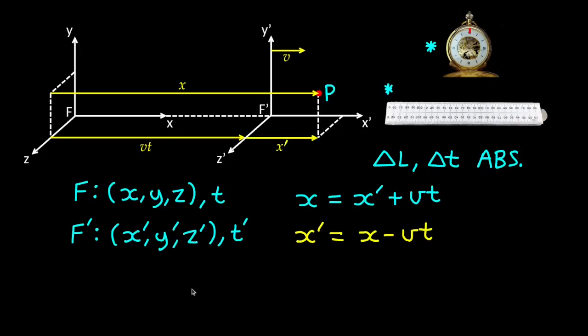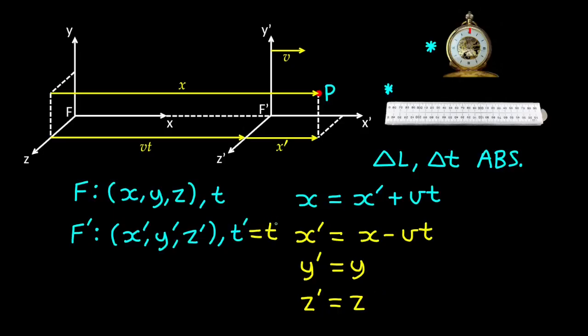So that's one of the Galilean transformations that relate these measurements, and the other transformations are y prime is equal to y and z prime is equal to z, because we're only considering motion in one dimension. And the assumption in classical mechanics is that time can be defined independently of any particular frame of reference. So we have t prime is equal to t.